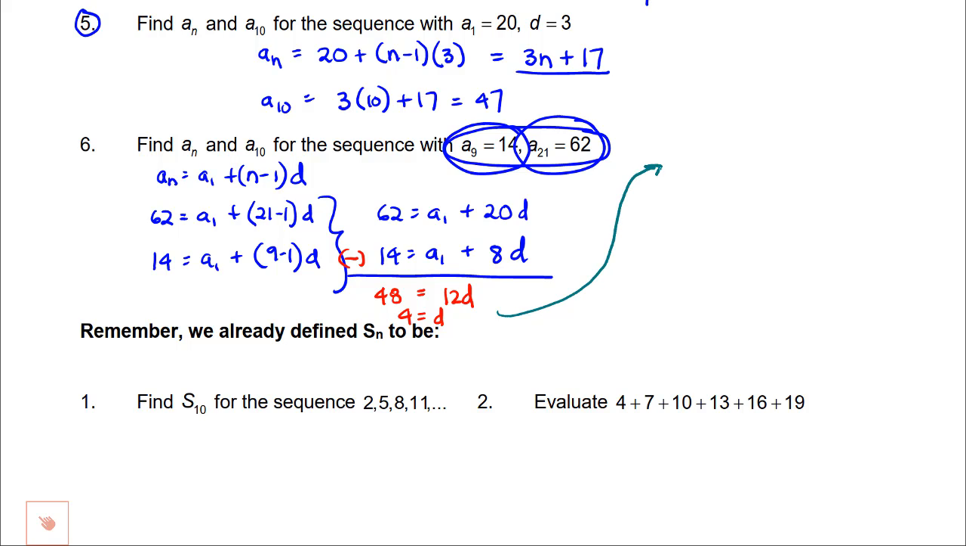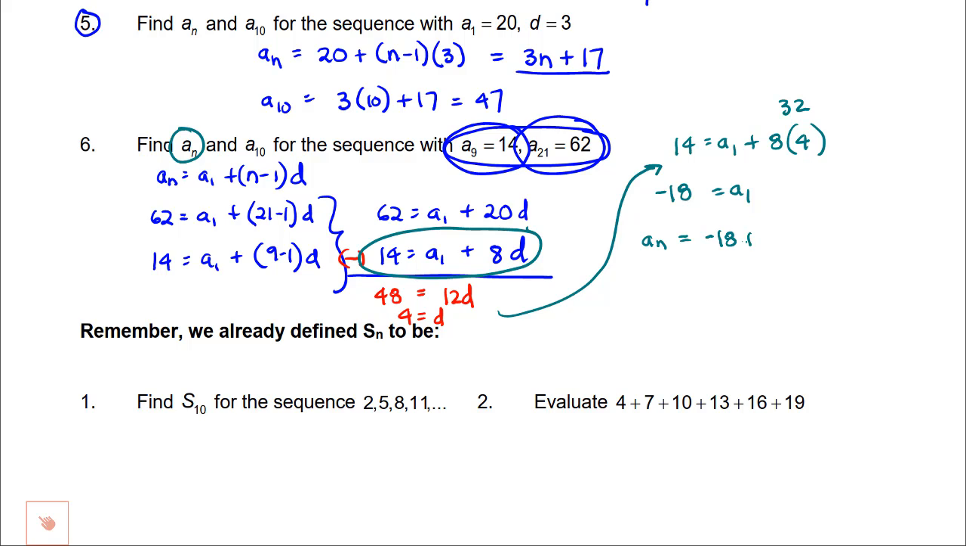Then I go over here, and I'll take this equation. 14 equals A sub 1 plus 8 times, we now know who D is. What is it? 4. So that's 32. So when I solve for a sub 1, what do I get? Negative 18. Good plan.